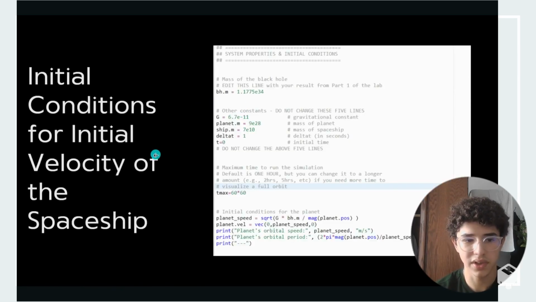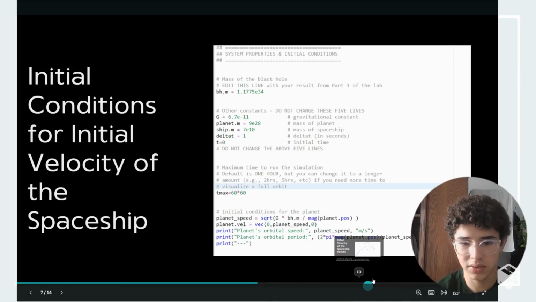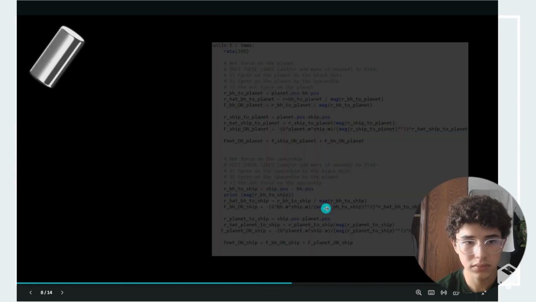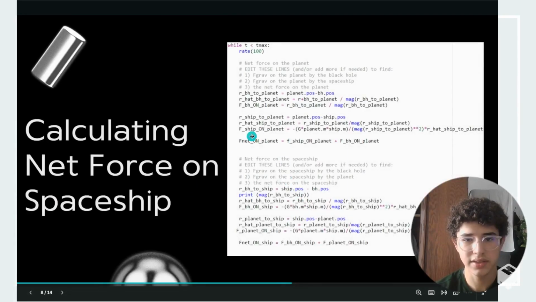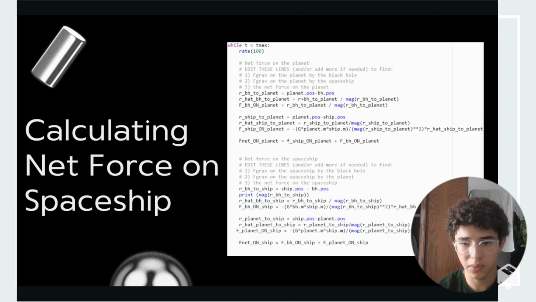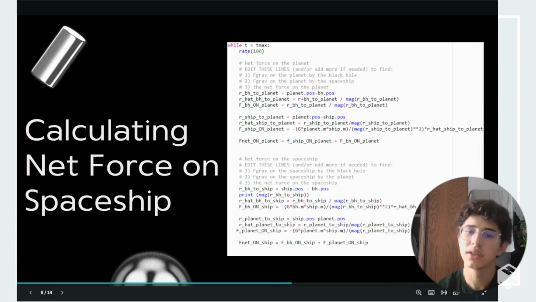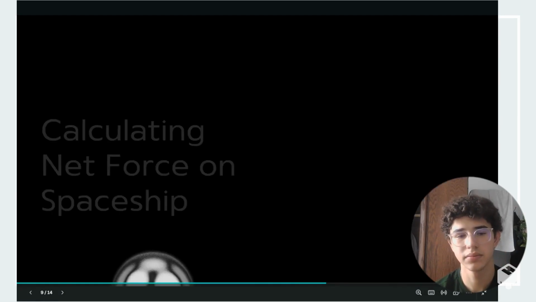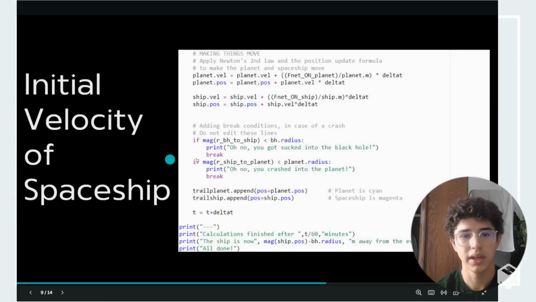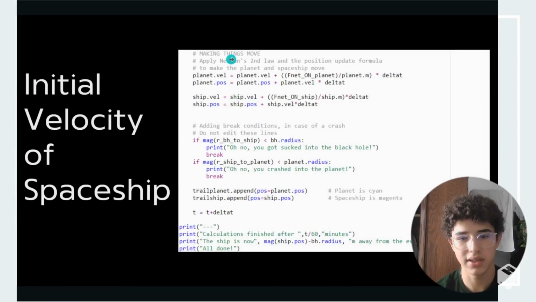Initial conditions for the initial velocity of the spaceship. Here's my code. So then this is the code for calculating net force on the spaceship. And here's the code for the initial velocity of the spaceship.